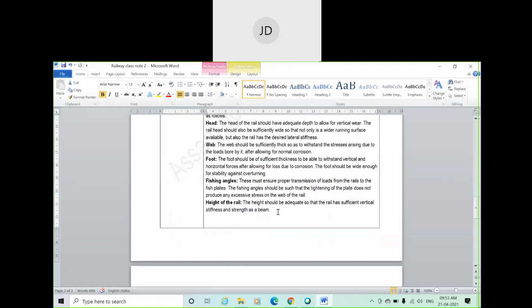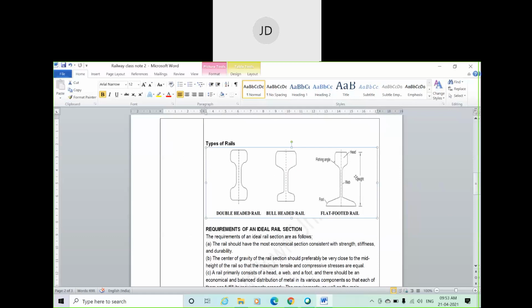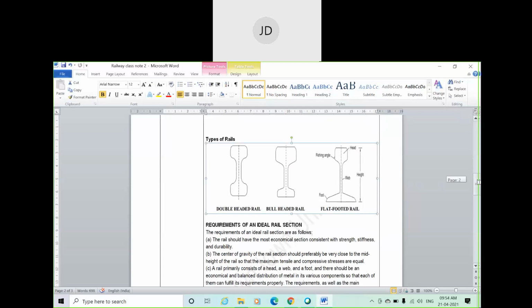Then the height of the rail. The height should be adequate so that the rail has sufficient vertical stiffness and strength as a beam. So for each and every component, there are some requirements: ideal head, ideal web, ideal foot, ideal height, ideal fishing angle. So overall, the ideal rail section. So this is a very important part.